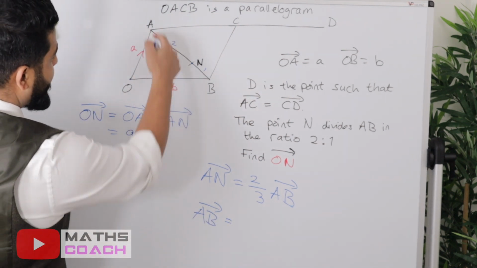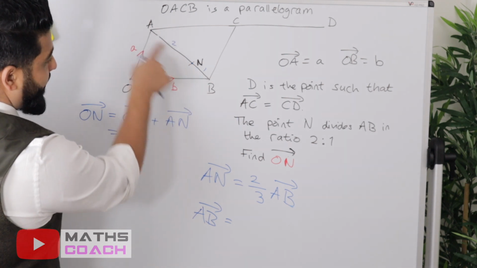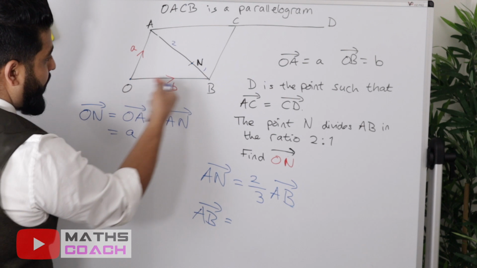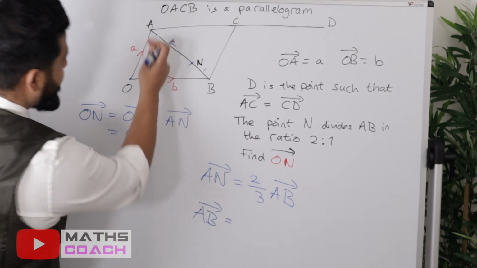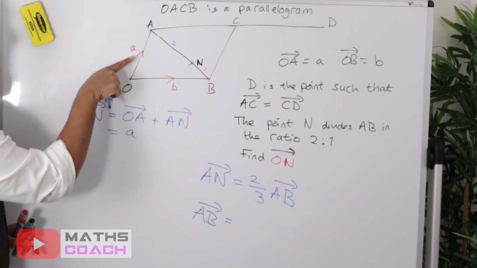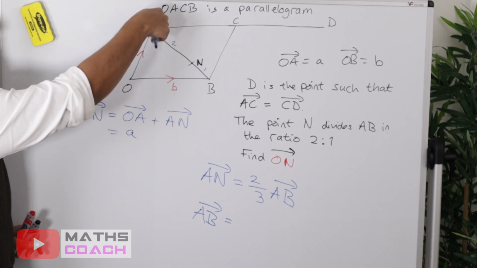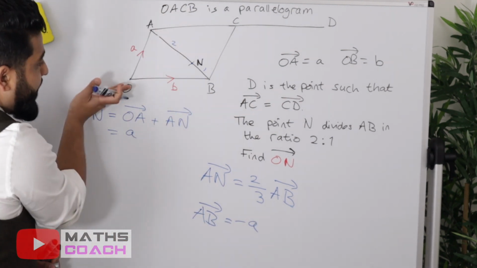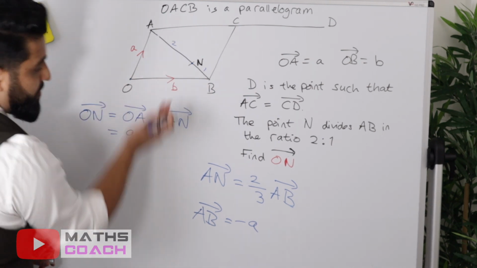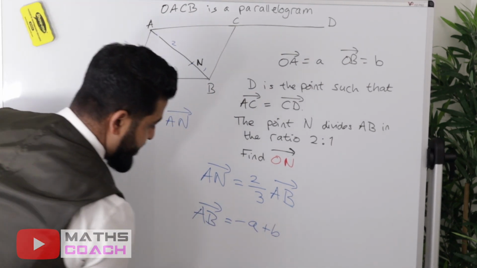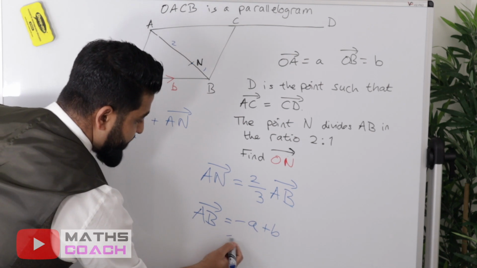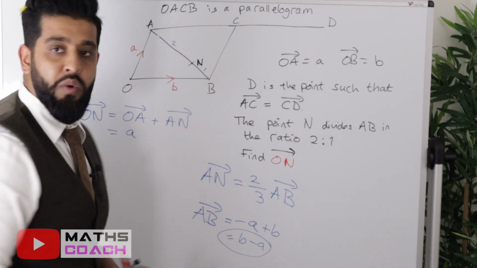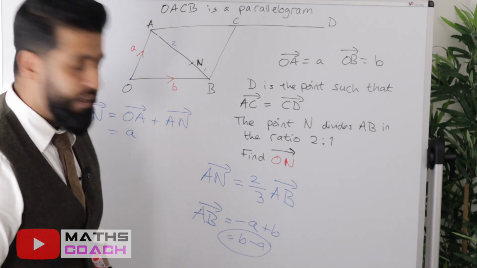A to B is right here. We can't get a direct route from A to B, can we? We have to go backwards from A to O and O to B. So instead of A this way, it's going to be minus A, and then it's going to be plus B. So minus A plus B. A nicer way of writing this would be B minus A. That is the value of A to B.